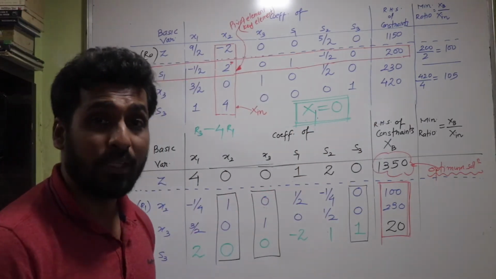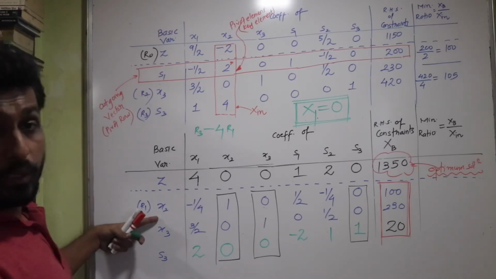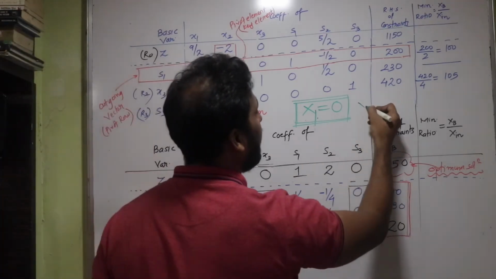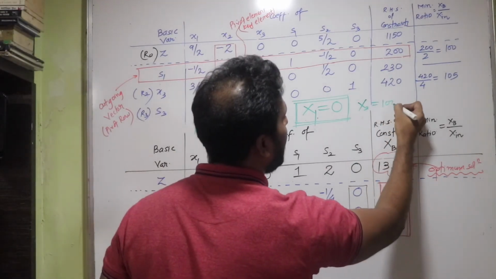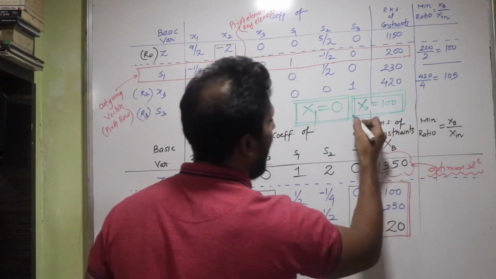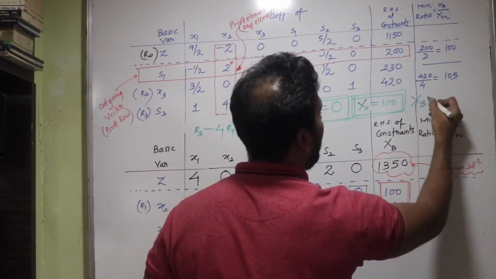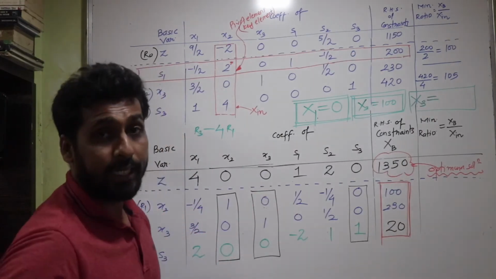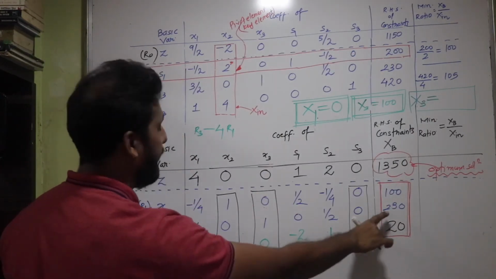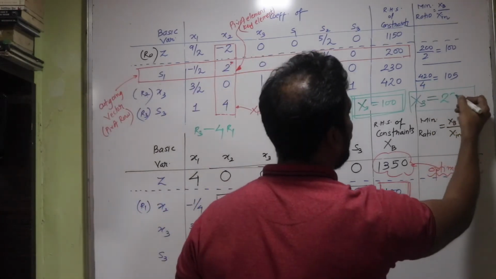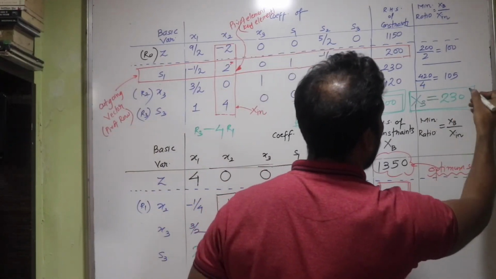Do you see x2 in the basic variables? x2 is there. What is the corresponding value of x2? It is 100. So I can write x2 is 100. And finally I'm going to write the value of x3. So for x3, again you go to the column of the right hand side, the column of the xb. It is how much? The x3 corresponding value is 230. So you write 230. That's your value of x3.